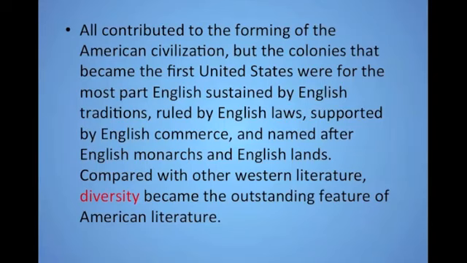All contributed to the forming of the American civilization, but the colonies that became the first United States were for the most part English, sustained by English traditions, ruled by English laws, supported by English commerce, and named after English monarchs and English lands. Compared with other Western literature, diversity became the outstanding feature of American literature. The growth of colonial America into the United States has been recorded through literature, which began as reports of exploration, explanation, and colonization.